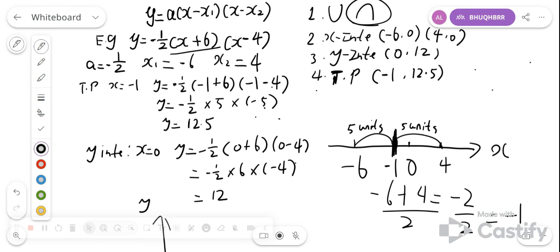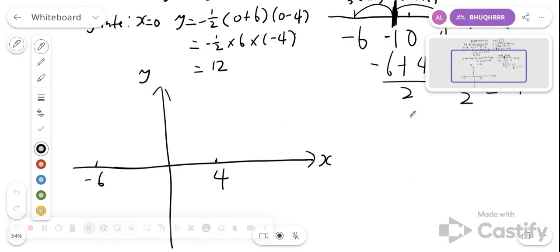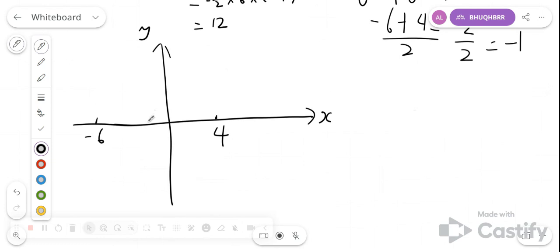So remember this one, because the graph is concave down, that basically means we are having the maximum turning point. So the graph can reach the maximum instead of minimum. We have -1 and 12.5. So that means -1 will be somewhere here. Let's just make here 12.5. And then because later we need to do the y-intercept, let's just make 12 here.